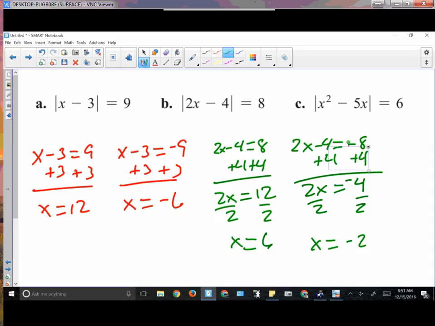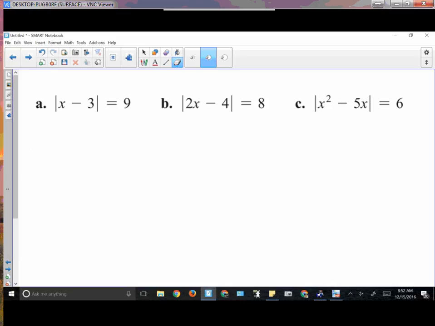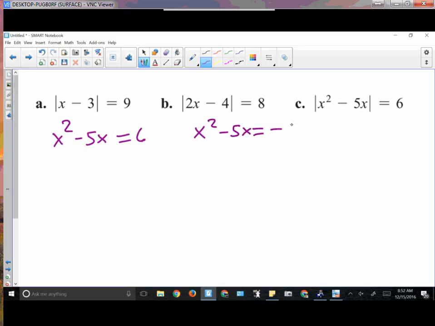Easy enough. We just simply go through and follow the rules that we have. So, what happens if I've got this one? Well, that means that x squared minus 5x is going to be equal to 6, or x squared minus 5x is going to be equal to negative 6. Those are the two possibilities, right?